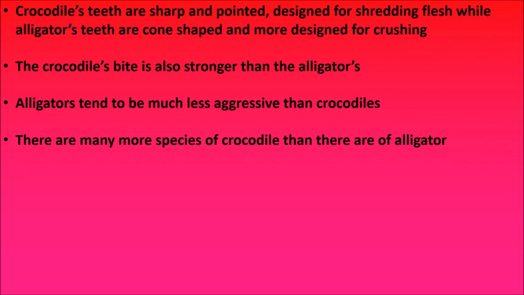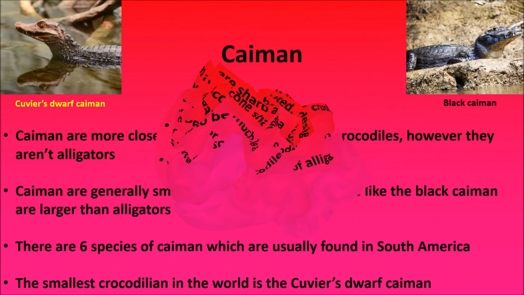Next, crocodiles' teeth are sharp and pointed, designed for shredding fish, while alligators' teeth are cone-shaped and more designed for crushing. The crocodile's bite is also stronger than the alligator's, but alligators tend to be much less aggressive than crocodiles. There are also many more species of crocodiles than there are of alligators, and we'll see that again later.